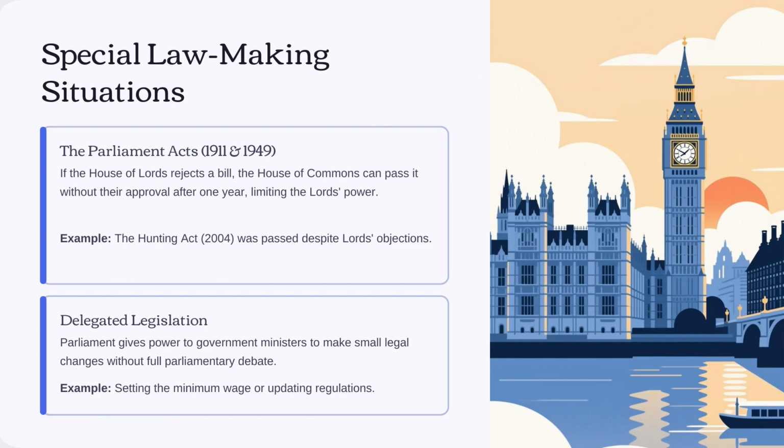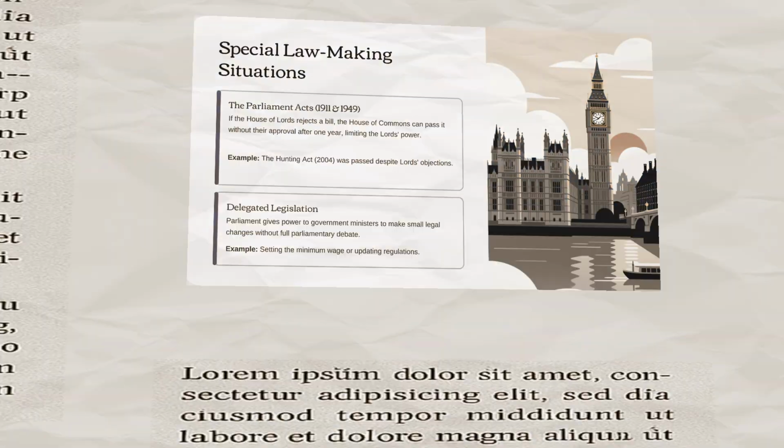Delegated legislation. Parliament gives power to government ministers to make small legal changes without full parliamentary debate. Example, setting the minimum wage or updating regulations.